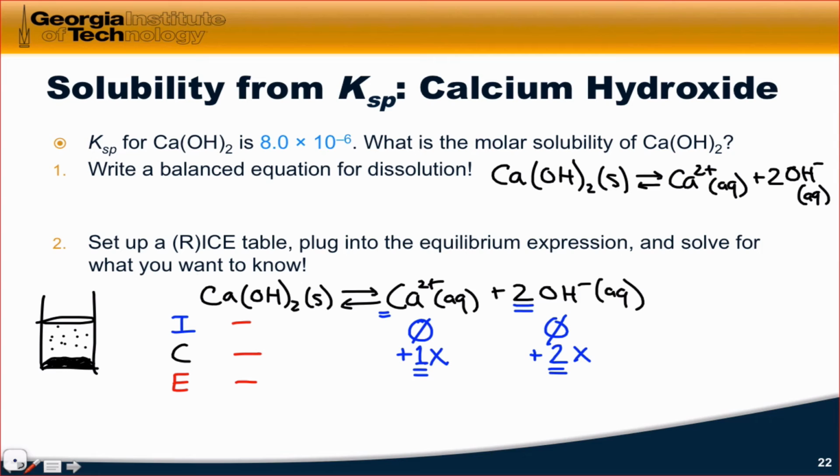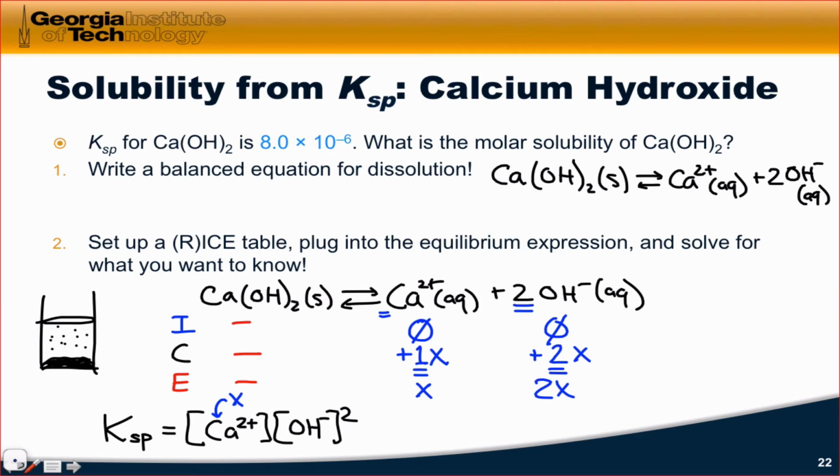Finally, on the equilibrium line, we can write positive X for the concentration of Ca2+ and 2X for the concentration of hydroxide. Now let's plug into the equilibrium expression. In this case, Ksp is going to be equal to the concentration of Ca2+ at equilibrium times the concentration of hydroxide at equilibrium squared. And here's where things get somewhat fun. From the equilibrium line, we know that X is simply equal to the calcium 2+ concentration. The hydroxide concentration, however, is equal to 2X.